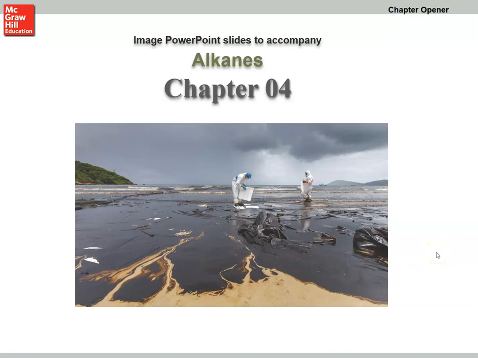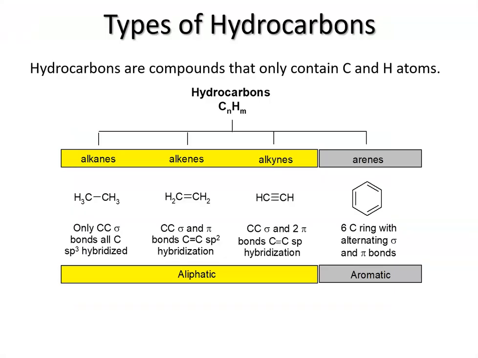In chapter 4, we're going to look a little more closely at alkanes and different types of hydrocarbons. Here we can see that there are different forms of hydrocarbons, which means we're talking about hydrogen and carbon only. And we can have alkanes, alkenes, alkynes, and arenes, and we'll talk about the differences between them.